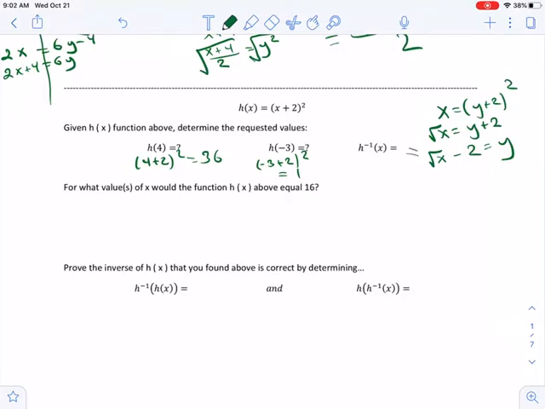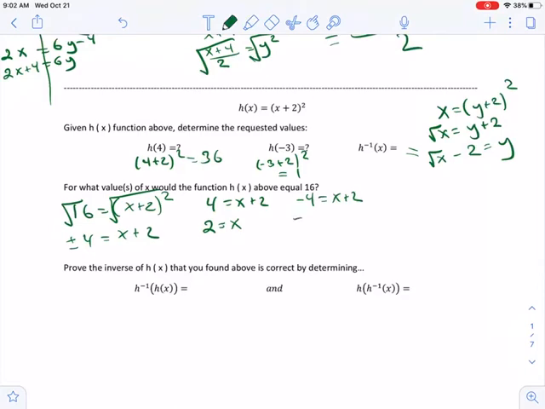That equals this. For what values of x would the function above be 16? So I can say 16 equals x plus 2 squared. If I square root both sides here, the important point is that we should have plus or minus 4 on this side. So I can consider positive 4 is x plus 2, and then negative 4 is x plus 2. If I solve both of those, subtract 2 on this side, I get x equals 2. Subtract 2 here, I'm going to get negative 6.